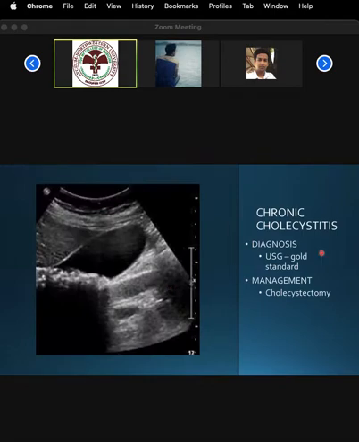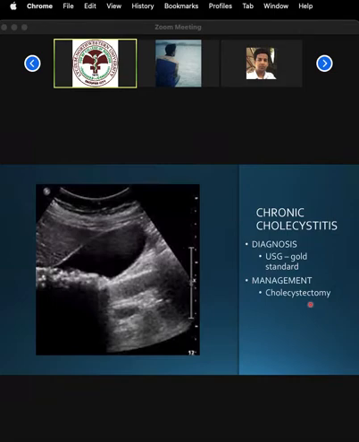The gold standard in the diagnosis would be your ultrasound. And management, since it's already a symptomatic case, so this is a picture of your ultrasound you have here. You have the stones there and the acoustic shadowing underneath the stones. Okay, so management is cholecystectomy. Two choices or two options: either laparoscopic cholecystectomy or open cholecystectomy.